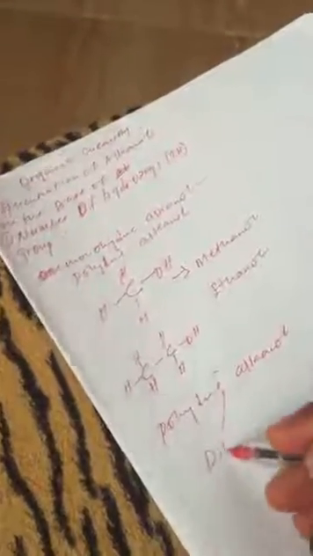Now, let's look at the polyhydric alkanol. In the polyhydric alkanol, they are divided into, we'll be considering just two of them, which are the dihydric and the trihydric alkanol. These are the two we are going to be considering, the dihydric and the trihydric alkanol.